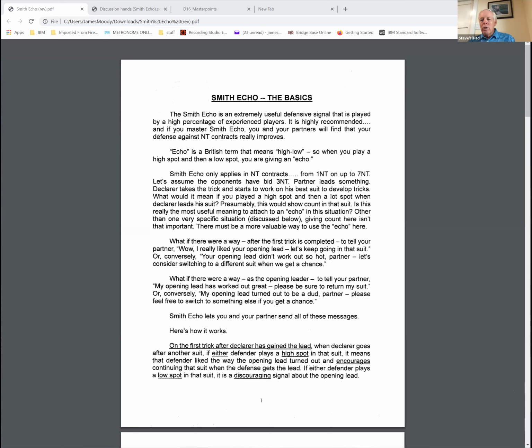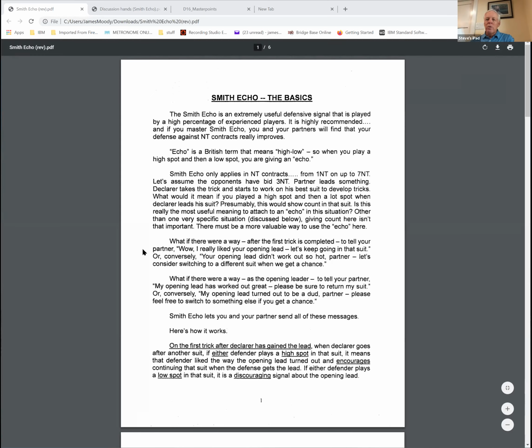So if partner's lead was great and you think, let's go, keep going in that suit, you high-low to tell partner that. If your lead was excellent and you can see it's excellent, maybe partner can't quite see it from her side of the table, but you can, high-low to tell partner that. So that's what Smith Echo is.